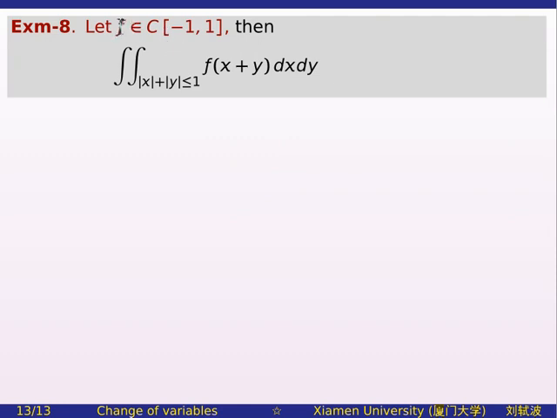Actually, this is a composition. z equals f(t), and t equals x plus y. So the composition is a function of x and y in this way: z equals f(x plus y). This function is the composition of z equals f(t) and t equals x plus y. So although f is a single variable function, this is a two variable function.